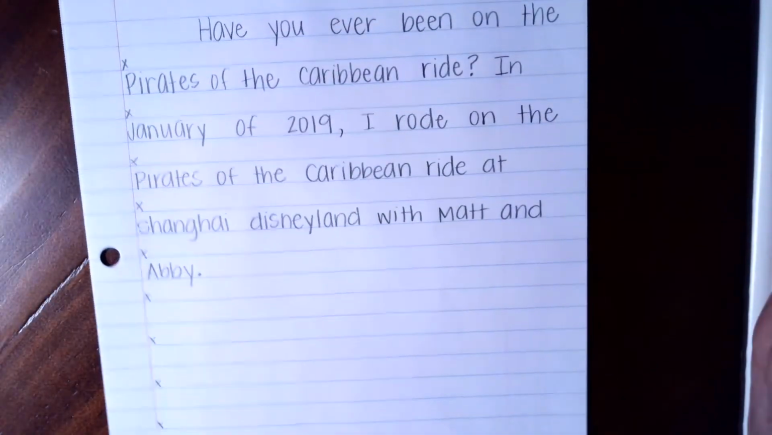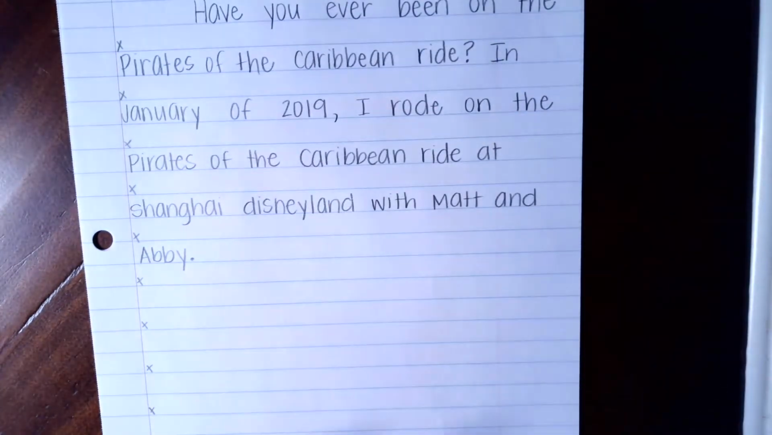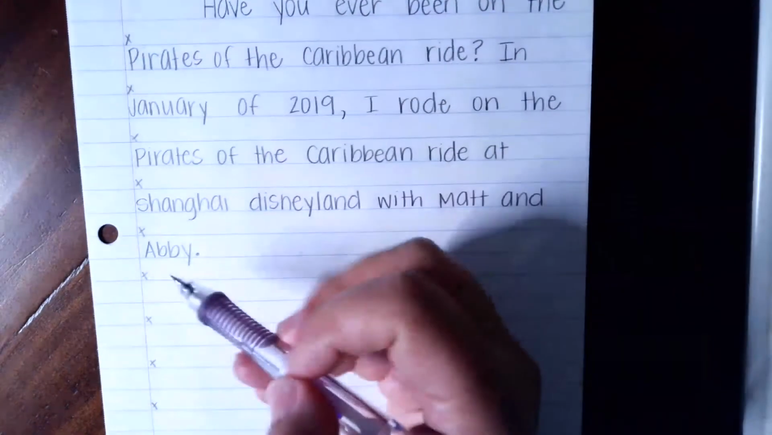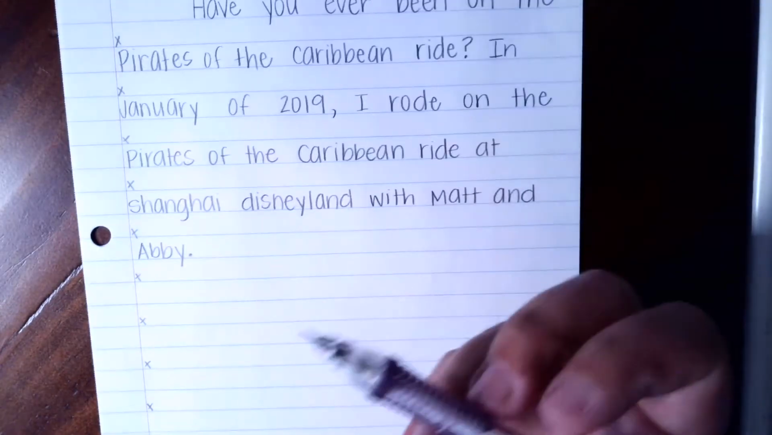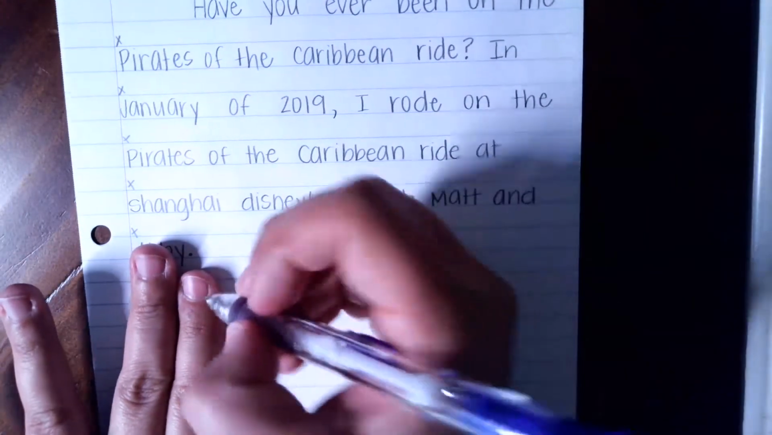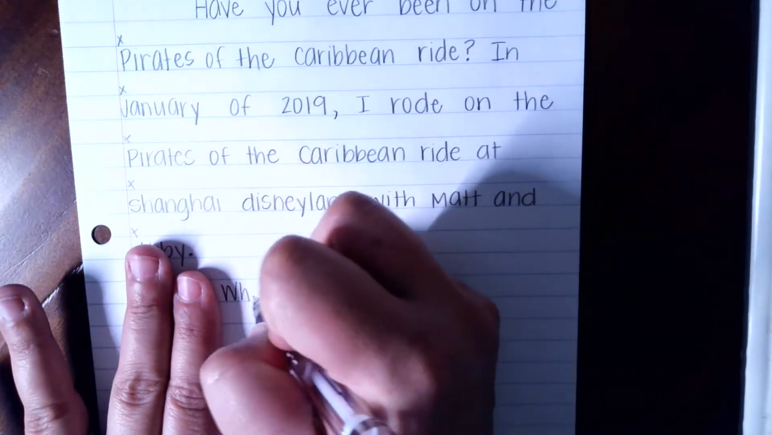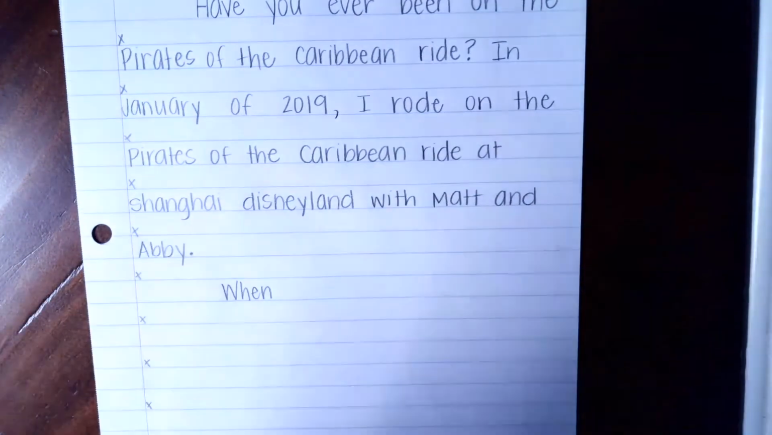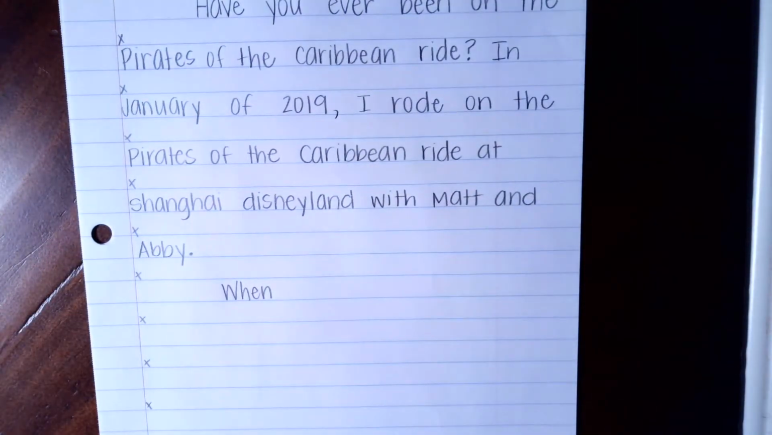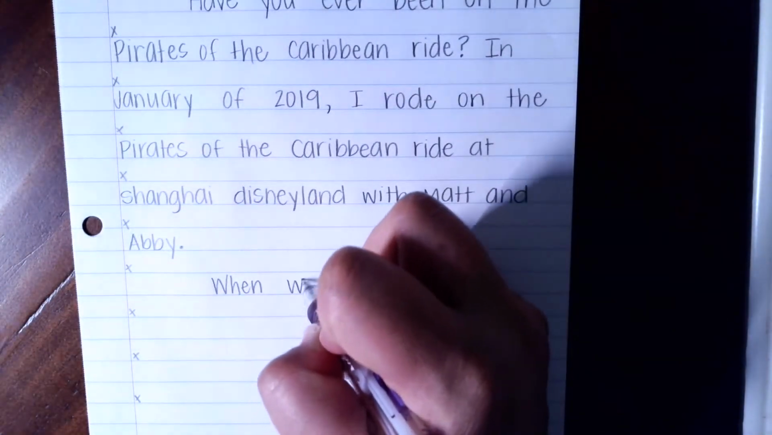So I'm going to start with my first time order word. I'm going to start by saying "when we got on the ride," because that was at the very beginning. So I'm not going to do it after my period. I'm going to take my two fingers, go down to the next line, and start with my capital letter. So I'm going to start: When we got on the ride.